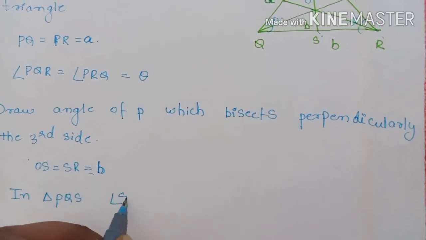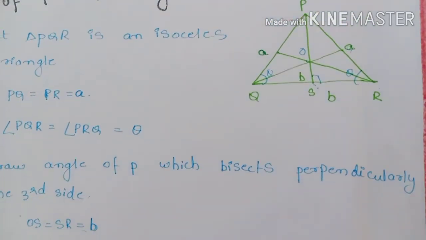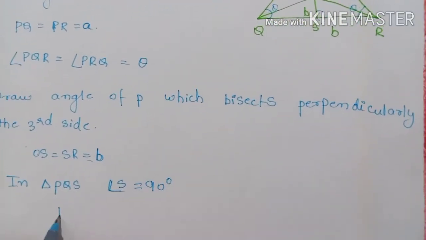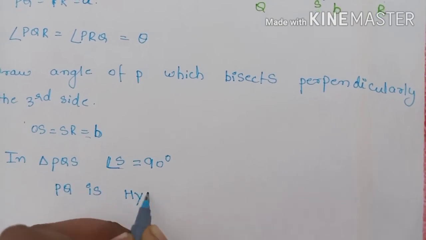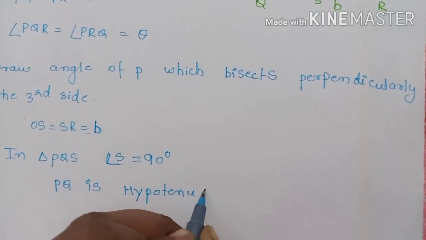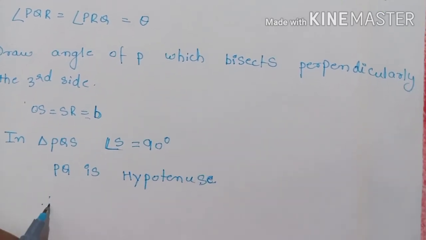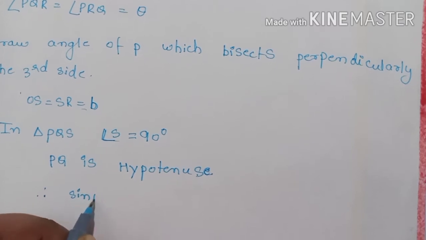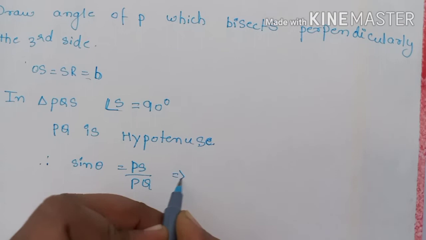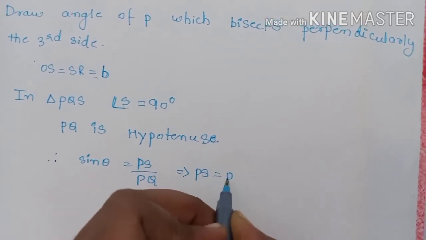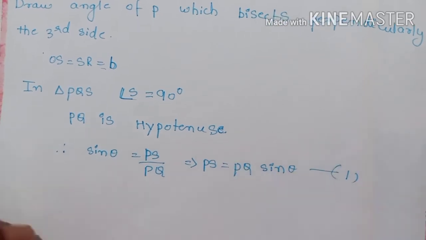So in triangle PQS, we know angle S is 90 degrees. So in this triangle PQ is the hypotenuse. So consider a trigonometric ratio. Now I am taking sin theta. Sin theta is equal to PS by PQ. That gives PS is equal to PQ sin theta. Now this is the first equation.